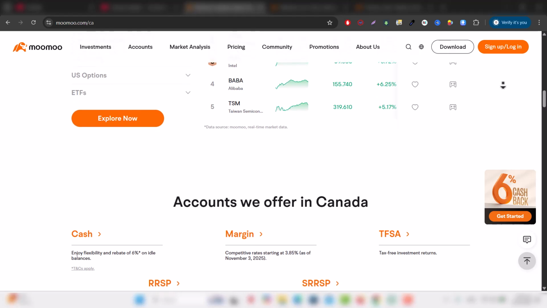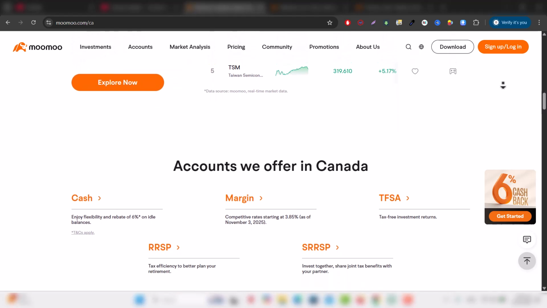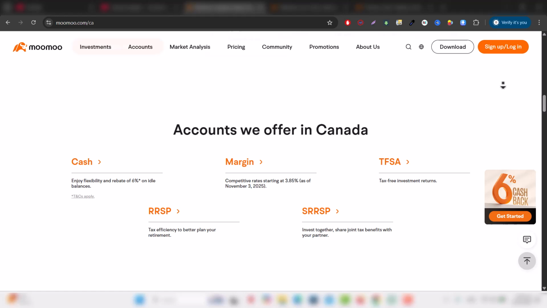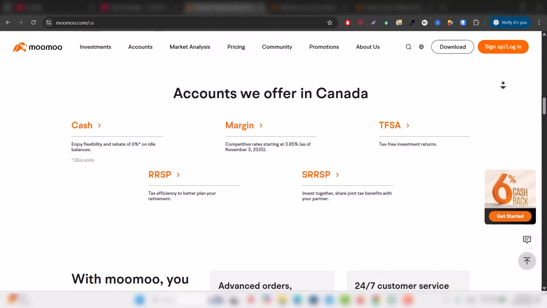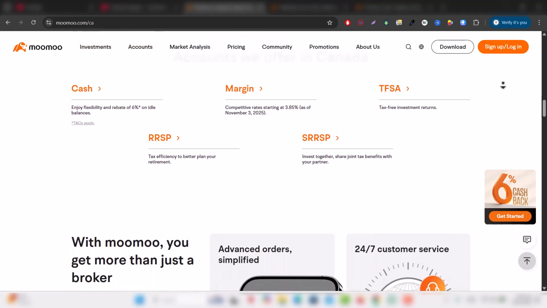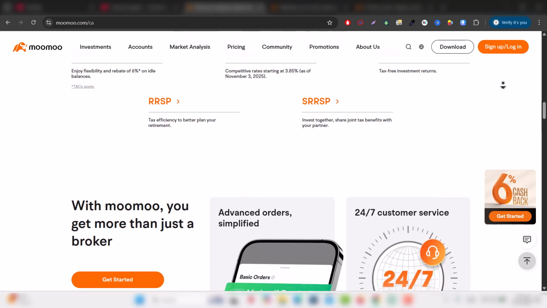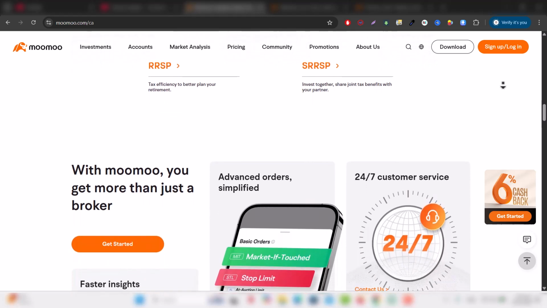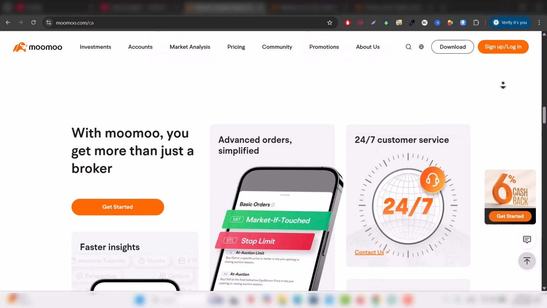Another big plus is how polished the interface feels. MooMoo's mobile and desktop versions are smooth, responsive, and designed for serious analysis, not just casual browsing. If you like using charts, comparing technical signals, and placing trades with thoughtful strategy, MooMoo gives you the tools.